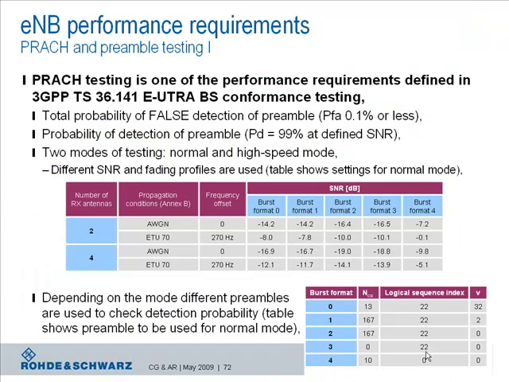One of the performance requirements defined in base station conformance testing is the PRACH performance. Two things are verified with these tests. First, the probability of false detection, which should be equal or less than 0.1%. Further, the probability of detecting the preamble, which should be at 99% for a defined signal-to-noise ratio.